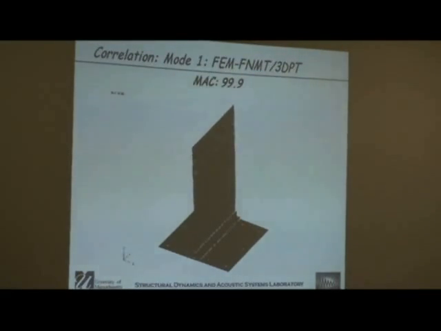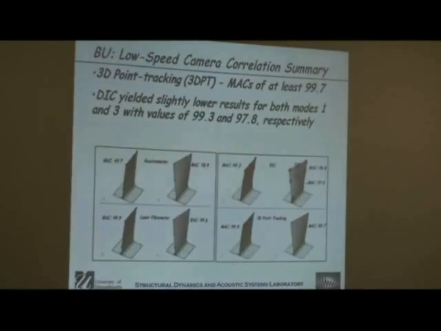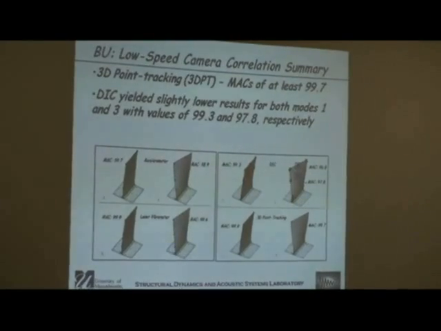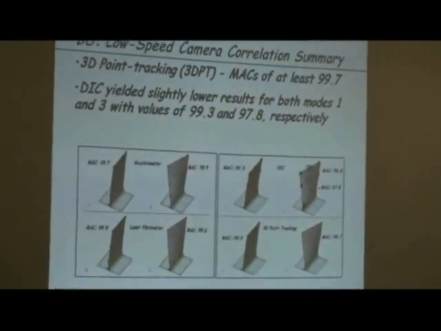Those other centered optical targets that I talked about, this is a comparison between those optical targets, looking at those on the structure. And again, 99.9% agreement between the model and the experiment. Mode 2, very good agreement between both of those. So that's pretty much what this says: we've got good results and comparisons between all of those.